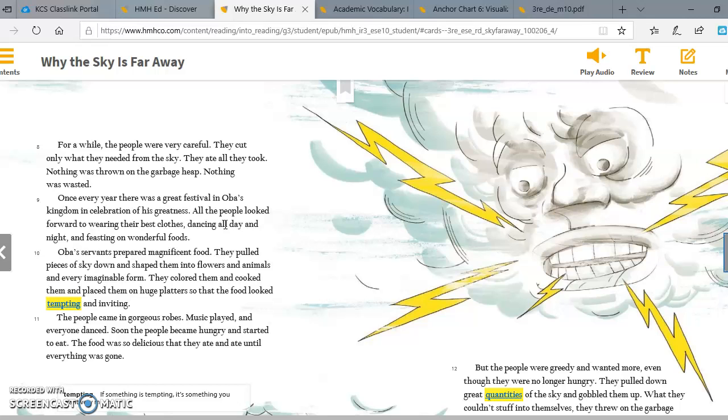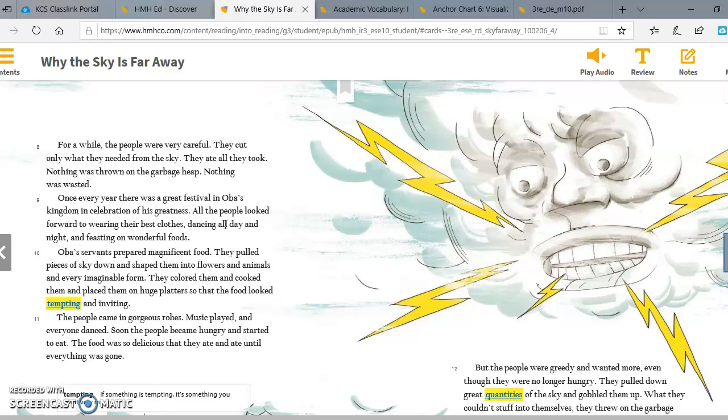Oba's servants prepared magnificent food. They pulled pieces of sky down and shaped them into flowers and animals in every imaginable form. They colored them and cooked them and placed them on huge platters so that the food looked tempting and inviting. The people came in gorgeous robes, music played, and everyone danced. Soon the people became hungry and started to eat. The food was so delicious that they ate and ate until everything was gone.